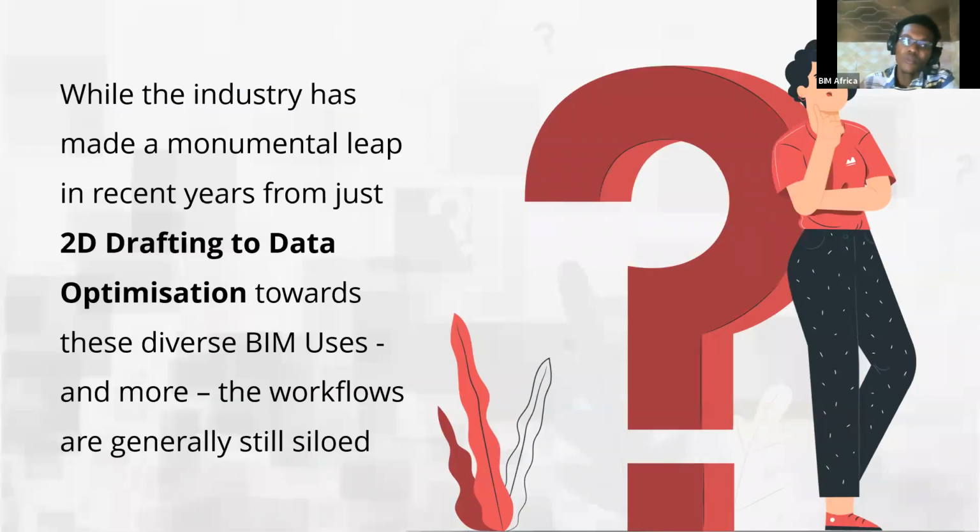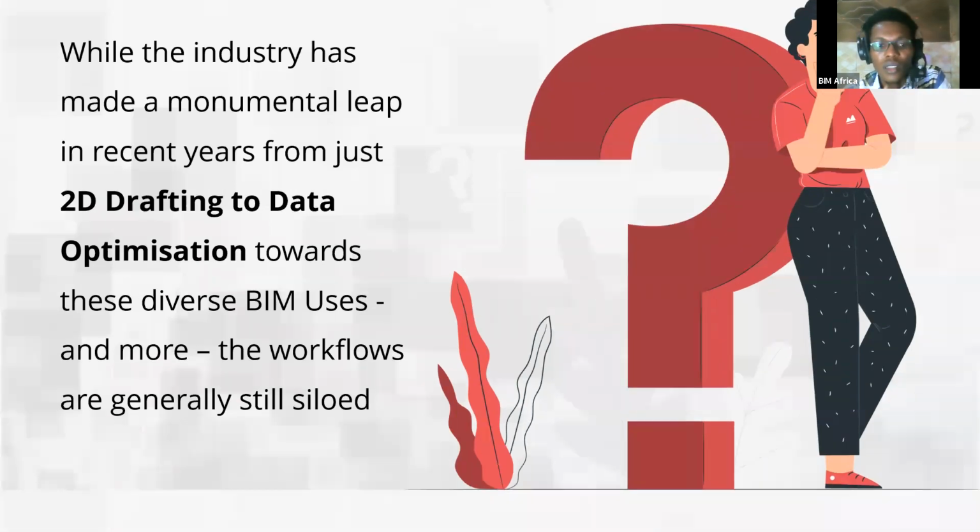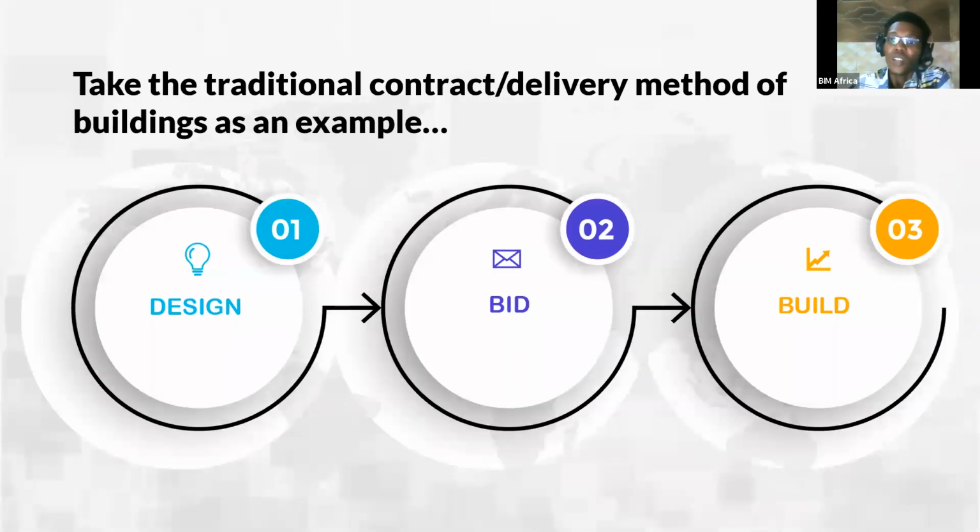But while the industry has made a monumental leap in recent years from just 2D drafting to data optimization to these diverse BIM uses and several more, you still see, like I mentioned earlier, the workflows are generally still siloed. When you look at the traditional contract method used on projects, which is popularly referred to as design-bid-build, you have the consultants who come together during the design stage to design that facility. In an ideal scenario, they use BIM software, they collaborate, they coordinate, and at the end of the day, they produce intelligent BIM models. So in that case, they've applied BIM on the project.